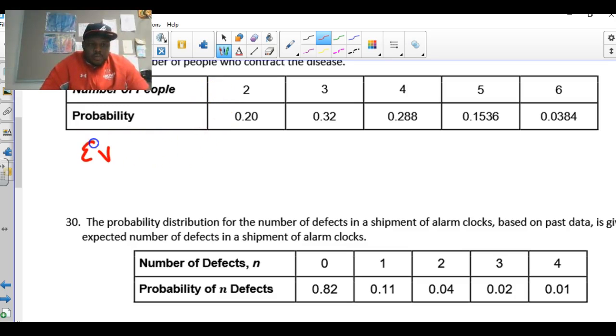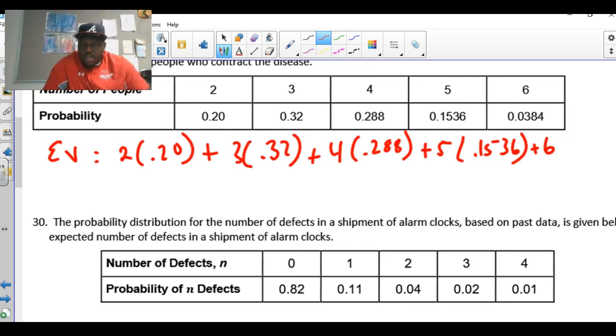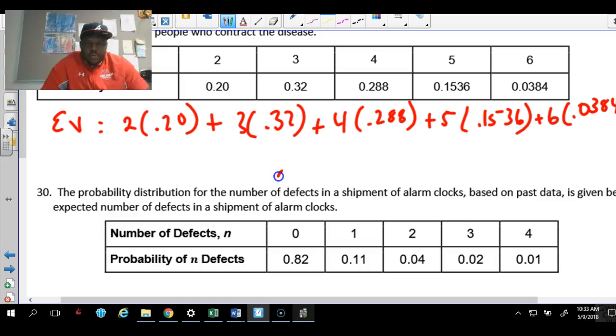Let's go ahead and do this. To find the expected value, we're going to take the number of people and multiply by their probability. So 2 times 0.20. We're going to do 3 times 0.32. And we're going to do 4 times 0.288. And we're going to do 5 times 0.1536. And finally, we're going to do 6 times 0.0384. Like so.